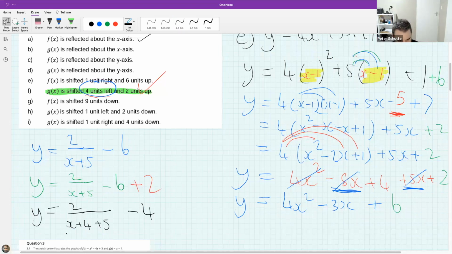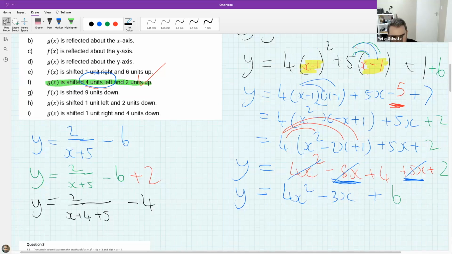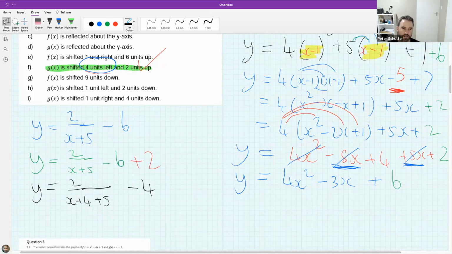But now what is going to happen beneath that? What is this bit going to end up being? So just to show you what I did, to move 4 units to the left, I added 4 to x, or I made x plus 4. So that's this bit here. But now there's still a +5 there. So then it's going to become y equals 2 over x plus 9 minus 4.